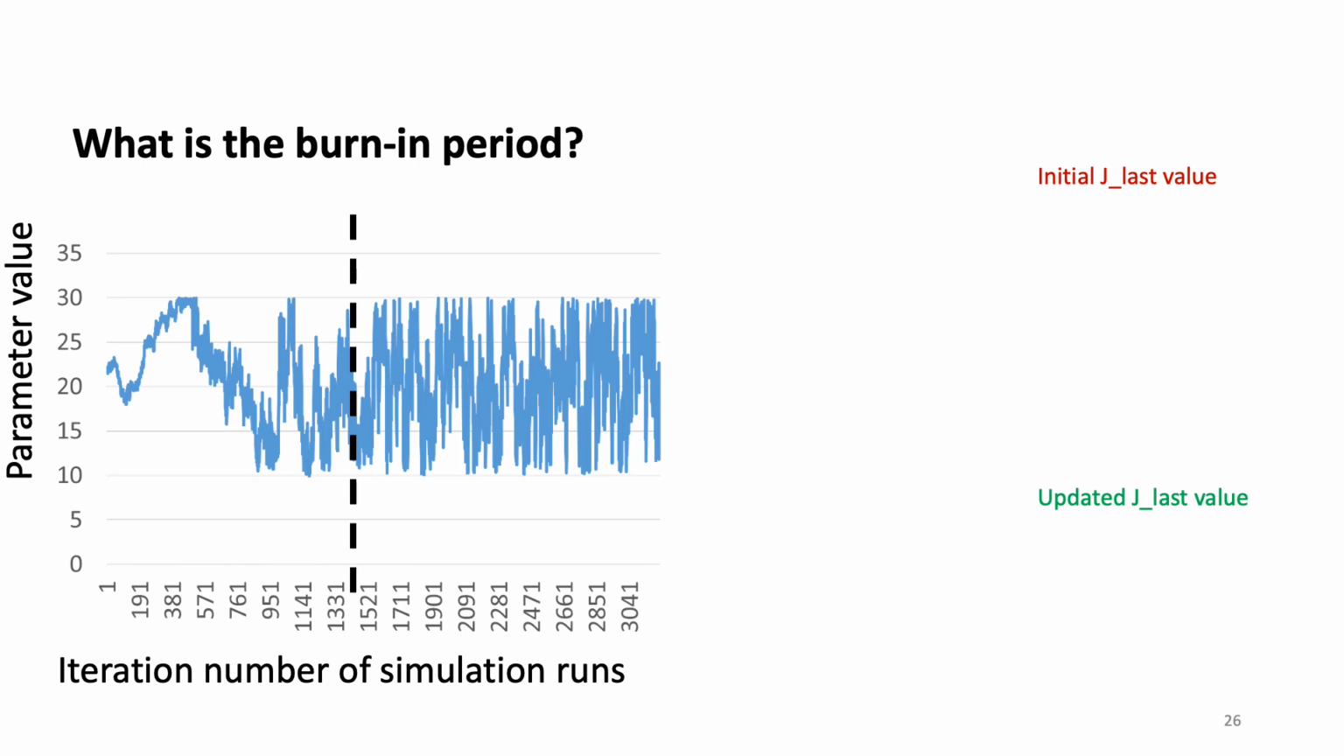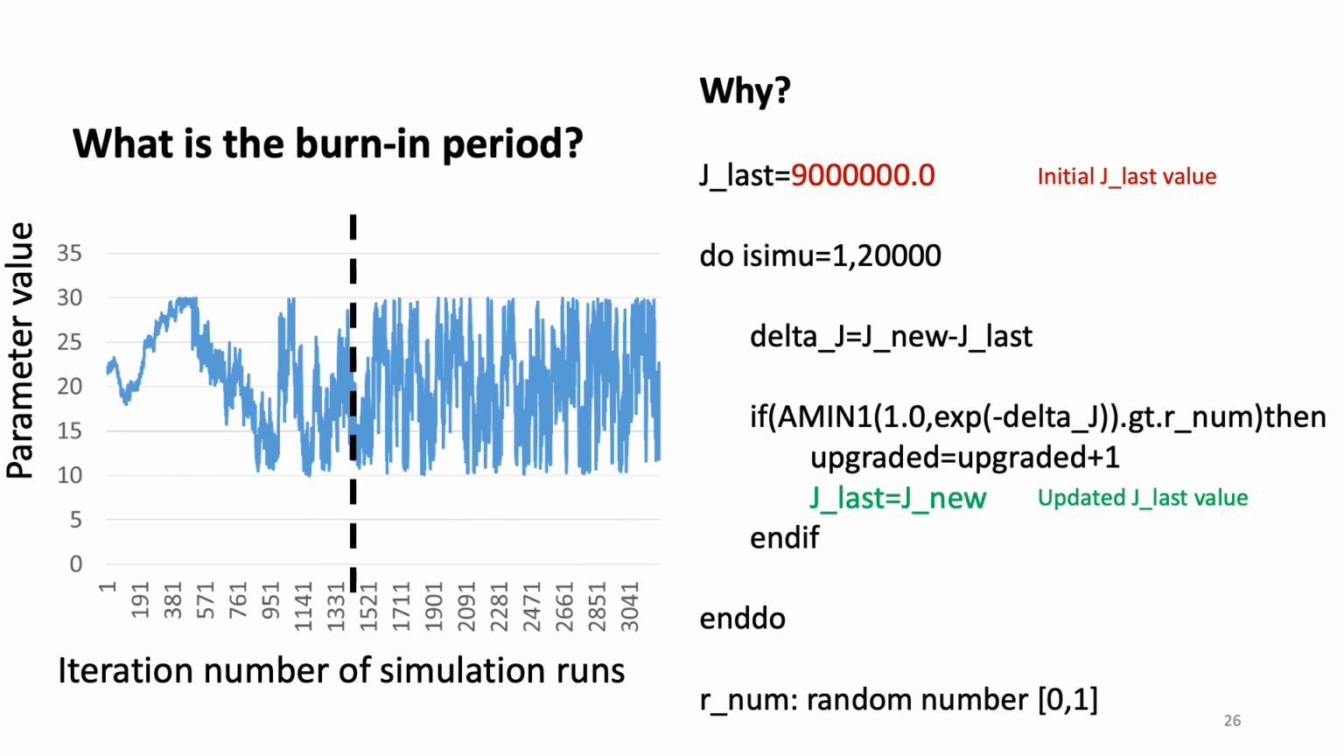After you get a posterior distribution, you want to cut off the first few thousand accepted parameter values. These values were accepted during the burn-in period. This is because our criteria in the first iteration was set to a very large initial value. The initial value J last, for example here, was set to 9 million. The purpose is to get the ball rolling so that you can find that the updated J last after each round is getting smaller and smaller, which means we're getting closer to the global minimum mismatch.